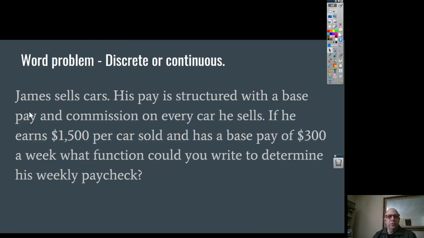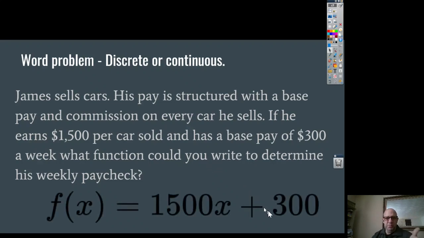And word problems also can be discrete or continuous. So James sells cars. His pay is structured with a base pay and a commission on every car he sells. If he earns $1,500 per car sold and has a base pay of $300, what function could you write to determine his weekly paycheck? Right? So he's got the base pay of 300 plus $1,500 per car.